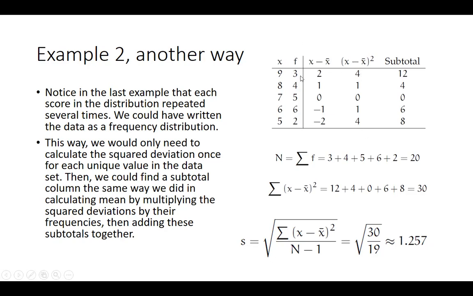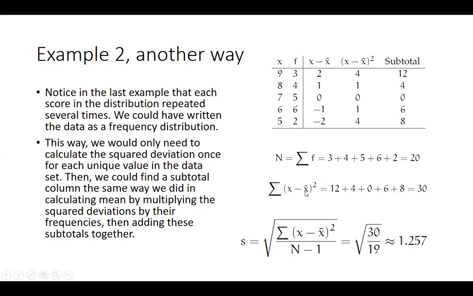4 times the frequency of 3 gives us 12. 1 times 4 is 4. 0 times 5 is 0. 1 times 6 is 6. 4 times 2 is 8. So this way, we only needed to calculate the squared deviation once for each unique value in the data set. And we would find that our n, how many there were, would be the sum of the frequencies.